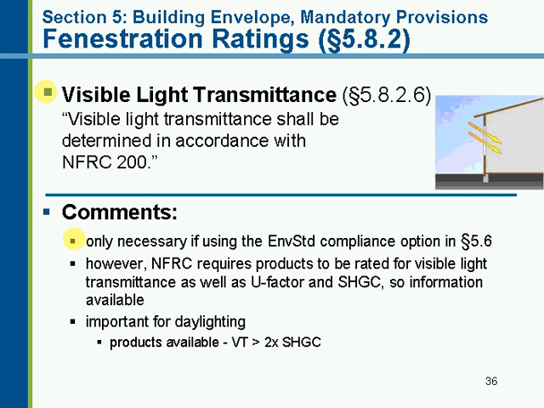Again, the VLT comes out of the same rating process that gives you the U-factor and SHGC, so that information will be available. It's very important for daylighting, and you can get some very good products now. With the older bronze glass, the amount of light transmitted was equal to or lower than the solar heat gain coefficient. With the new products, you can actually get twice as much light as you get heat. So look for those high-performance glazing products.